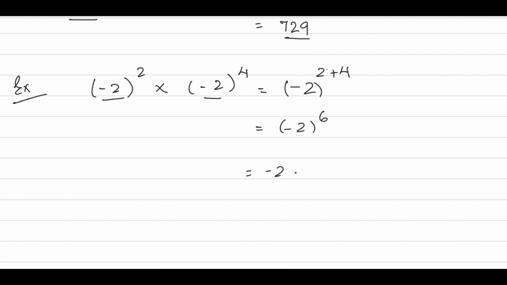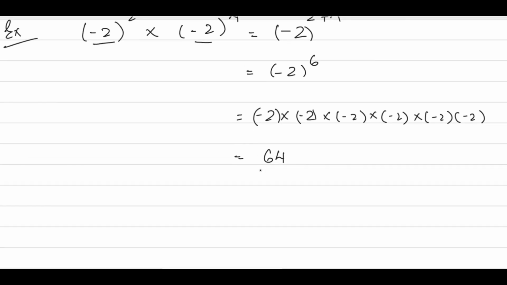And that means negative 2 is being multiplied with itself how many times? 6 times. And it will give me 2 times 2 is 4, times 2 is 8, times 2 is 16, times 2 is 32, times 2 is 64, and that's my answer for this problem. I hope this first law is clear.